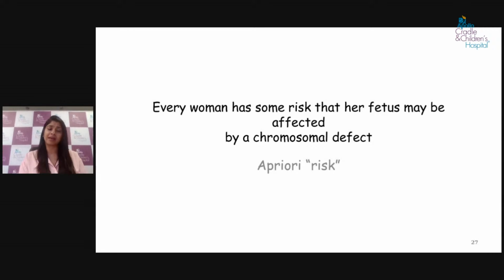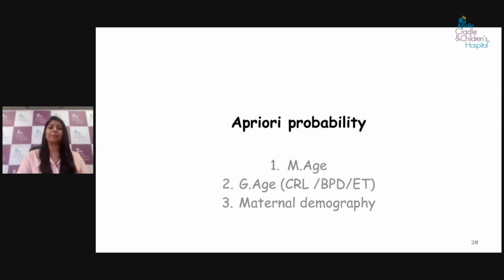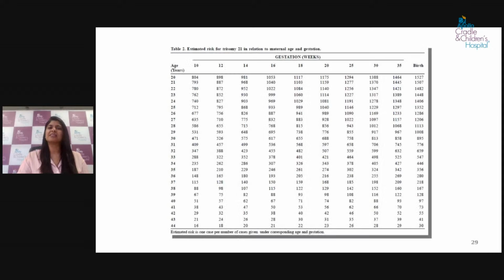A priori risk. Every pregnant woman, like I've already said, has a particular chance or risk for the fetus to be affected by a chromosomal defect. Like maybe at 25 the risk is 1 in 1500, and at 41 it is 1 in 20. So whatever risk she carries at that particular age remains as the a priori risk. A priori probability: there are certain things that are taken as probable factors, like maternal age, gestational age, which is calculated by the CRL, the BPD, or the embryo transfer, or maternal demography. These also affect the a priori probability. This is another slide showing the estimated risk for trisomy 21 in relation to maternal age and gestational age.